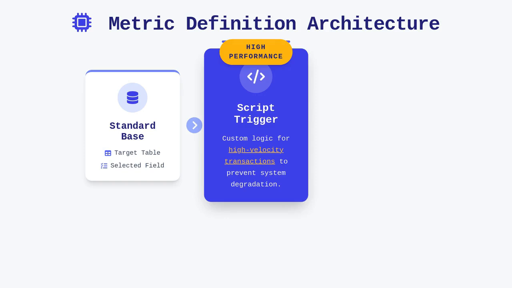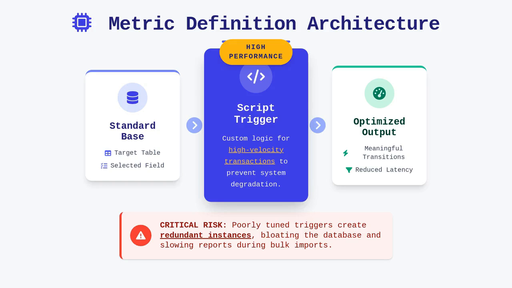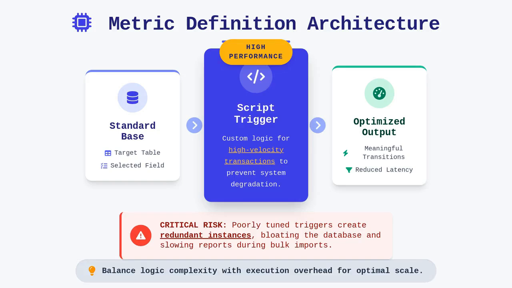You must carefully consider the overhead of the business rules that execute these triggers to ensure they do not become a bottleneck during bulk updates or automated imports. Proper tuning involves ensuring these triggers only fire when a meaningful transition occurs, avoiding the creation of redundant or empty metric instances that clutter your database and inflate your reporting latency.